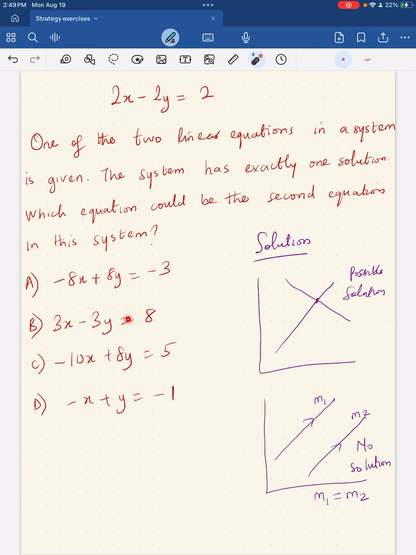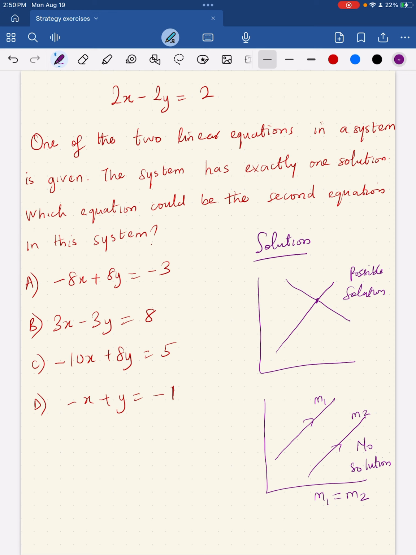Any equation that has the same slope as this one will not be the answer, because that would mean that there is no solution. So the second equation will be an equation that has a different slope to this one, so that it will have something like this. So first things first, what is the slope of this one?